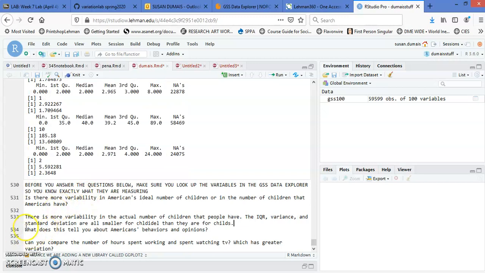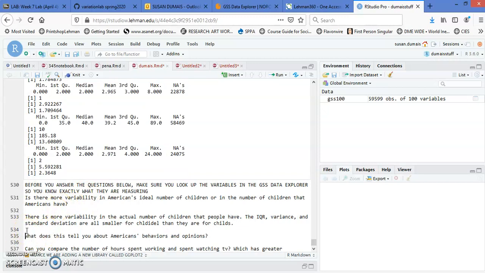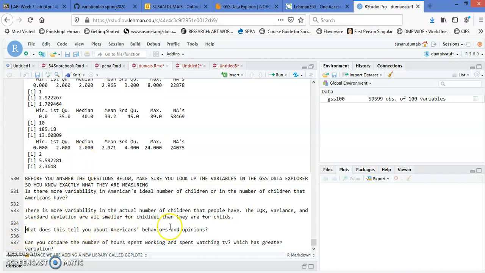What does this tell you about Americans' behaviors and opinions? So we want to think about this, think about the spread of the data, and think about sociology. The answer that people give to how many kids they have is much more variable than the answers that people give to what they think the ideal number of children are. So if we're putting this into an answer about what this tells us about behaviors and opinions, you could say something like, Americans seem to have more similar views about the ideal number of children than the actual number of children they end up having.